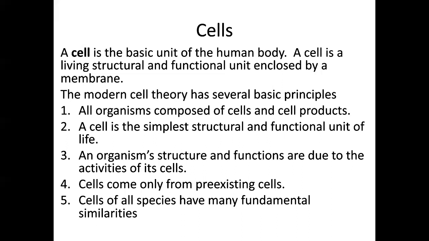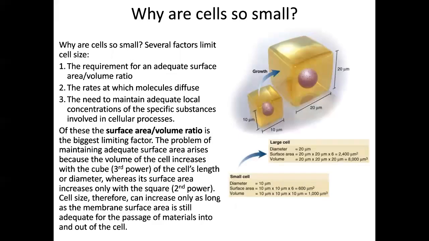Okay, number 4, cells come only from pre-existing cells, meaning they don't just appear out of nowhere. And cells of all species have fundamental similarities. We even are comparable as far as our cells go to simple things like bacteria. One key feature that you find from organism to organism, as far as cells go, is that they're small, microscopic in size. And if you've never wondered why, I'm going to tell you anyway.